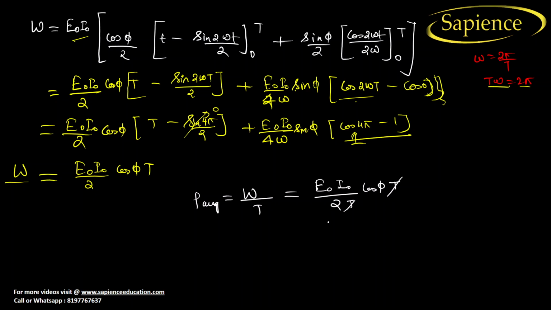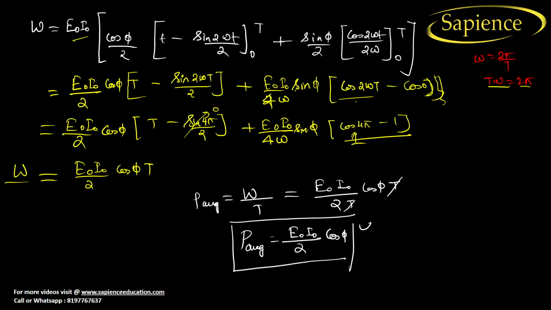So t got cancelled out. So finally we have got the value of average power as E naught I naught divided by 2 cos phi. So this is our average power, right? One more important thing, we can write average power.